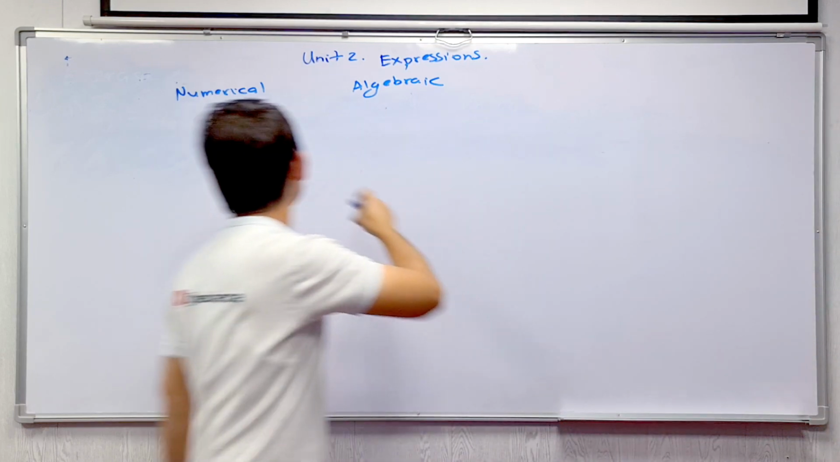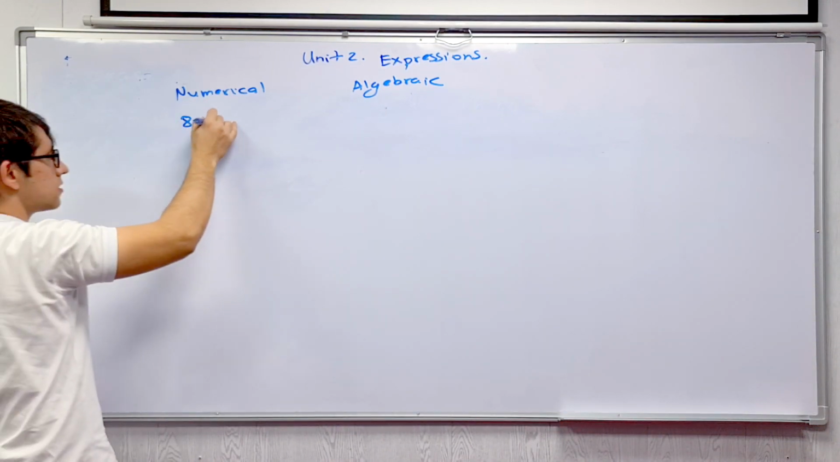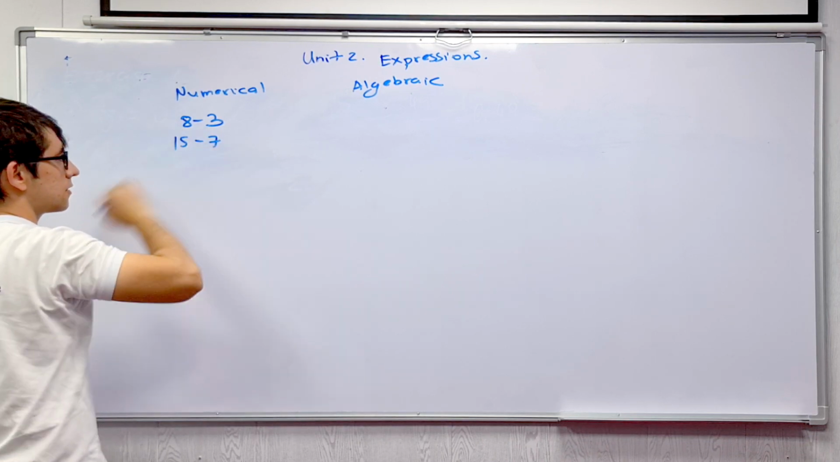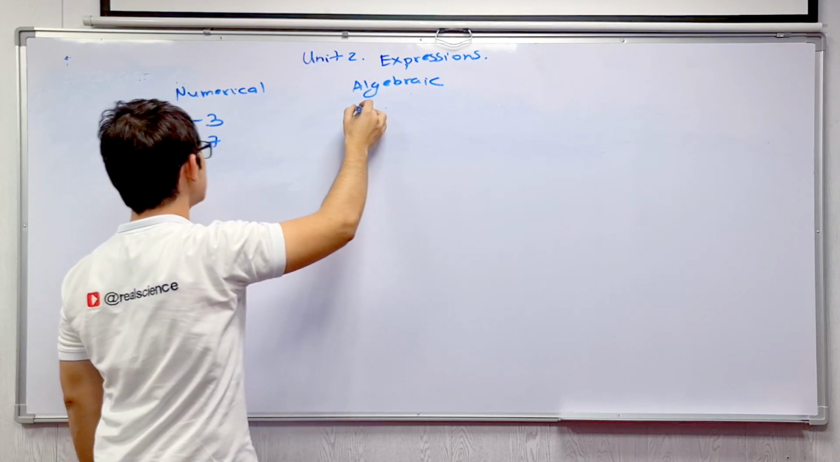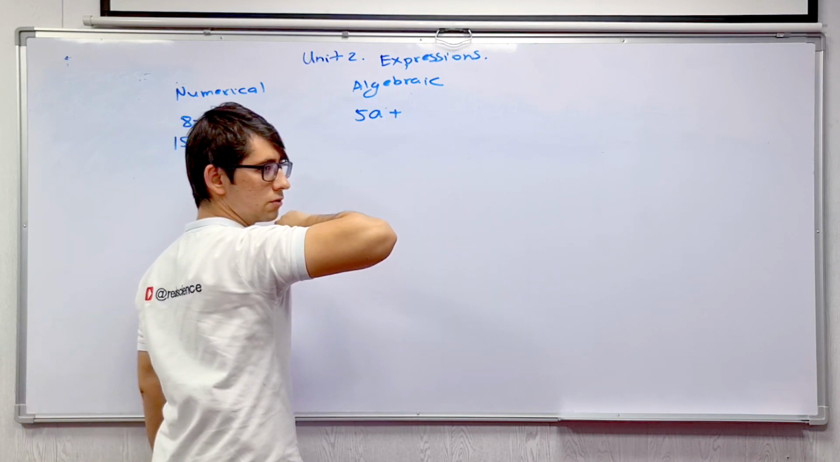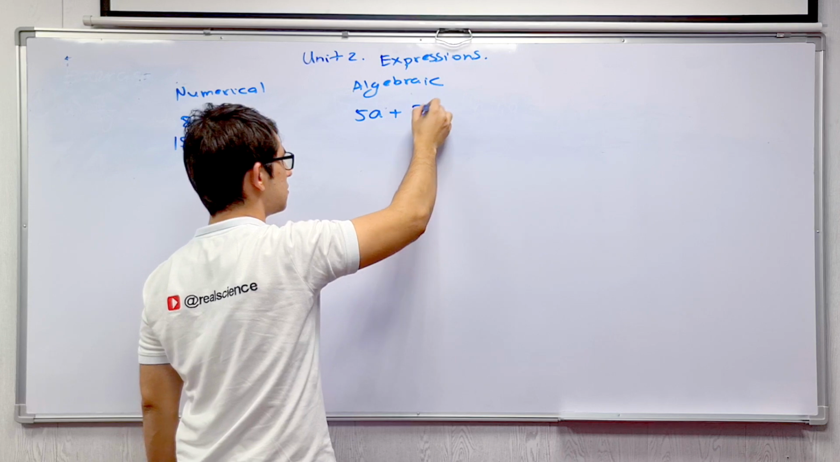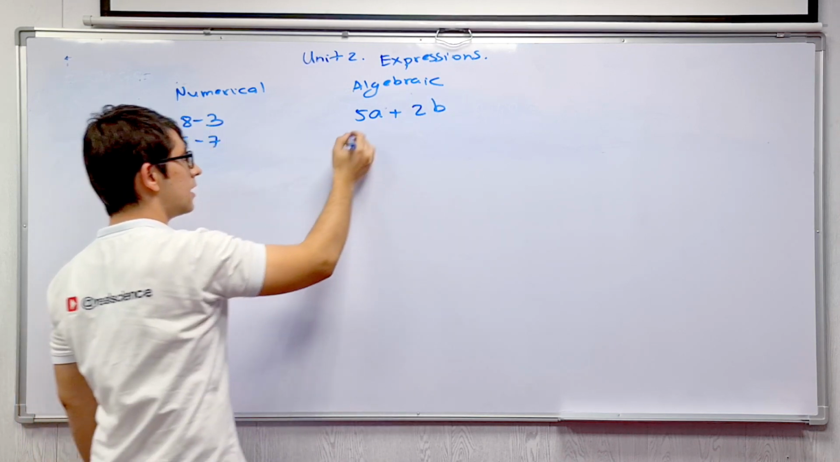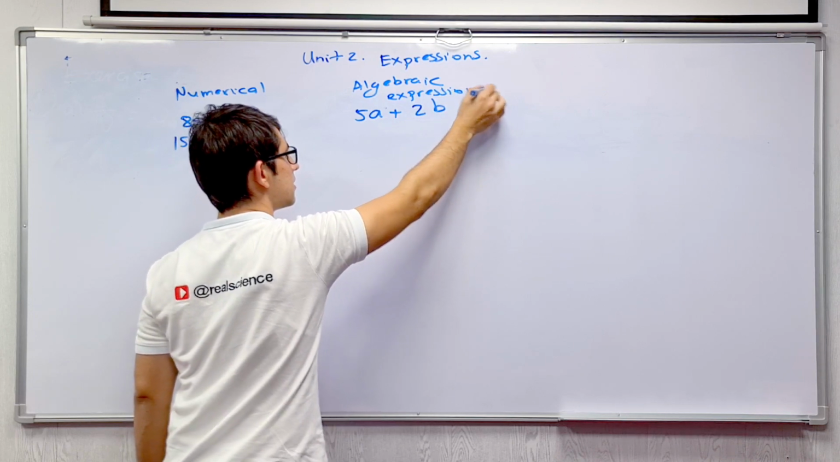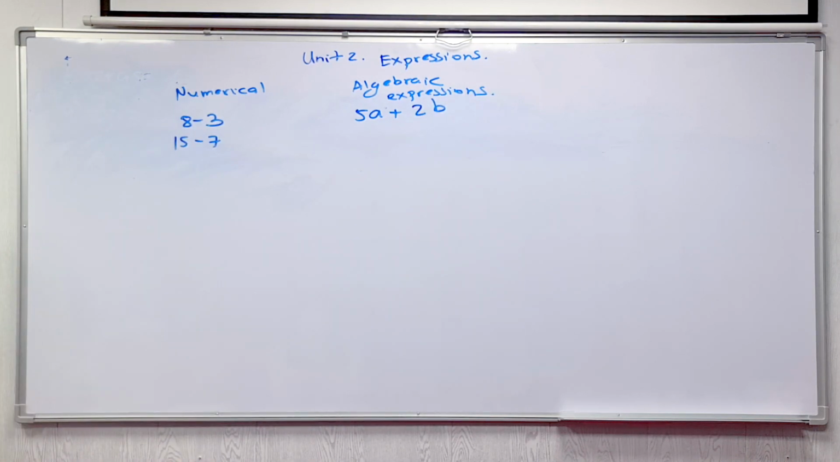Numerical expressions include, for example, 8 minus 3. That has only numbers, right? 15 minus 7, for example. An algebraic expression includes numbers and letters, right? 5a plus 2b, etc. And algebraic expressions are simple ways to express it.